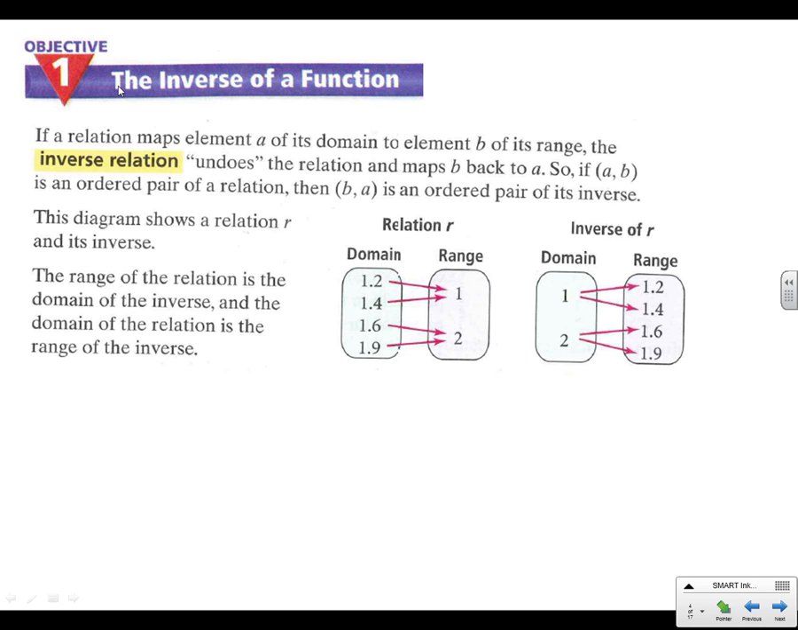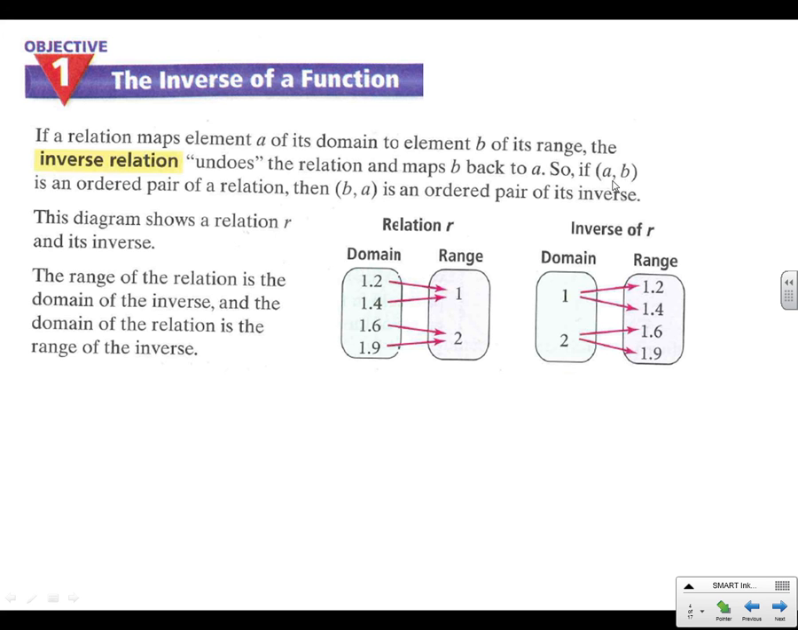Alright, so inverse of a function. So, if a relationship maps element A, so something from the left side, and turns it into element B, so 1.2 turns into 1, okay, the inverse relation undoes that. So 1 would turn back into 1.2 in the inverse. Okay, so this is a relationship between two sets of numbers. 1.4 turns into 1. The inverse is going to undo that. 1 back to 1.4. Same for 1.6. Turns into 2. The inverse turns 2 back into 1.6.